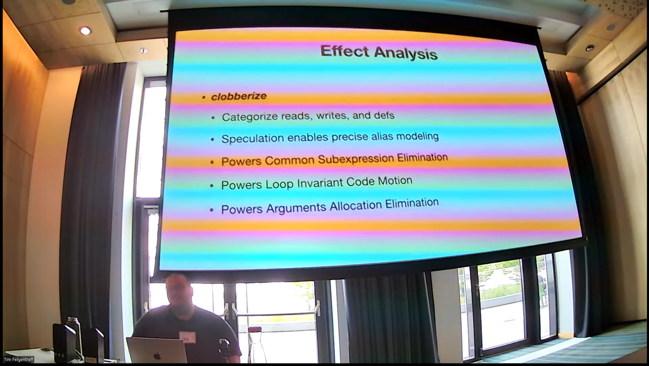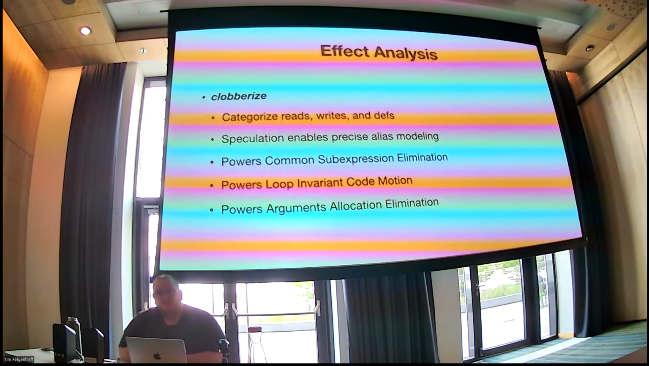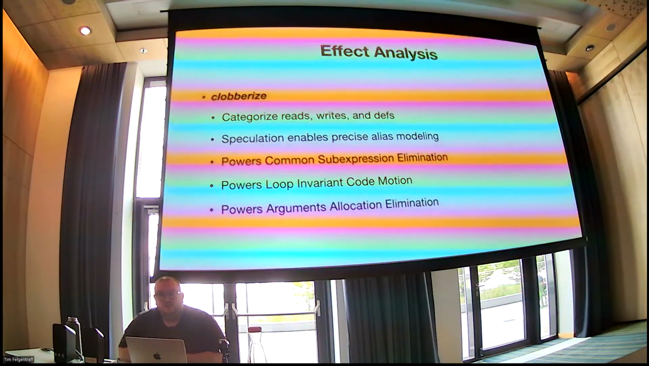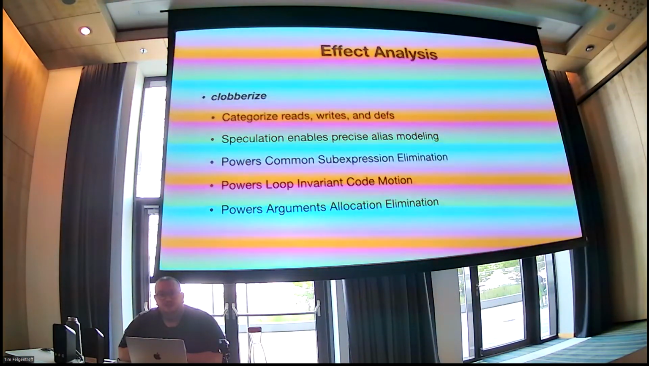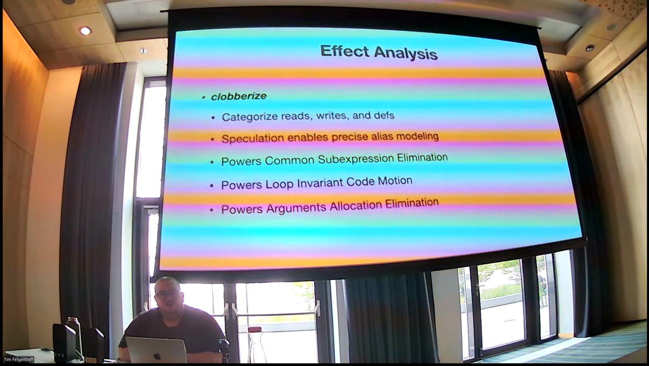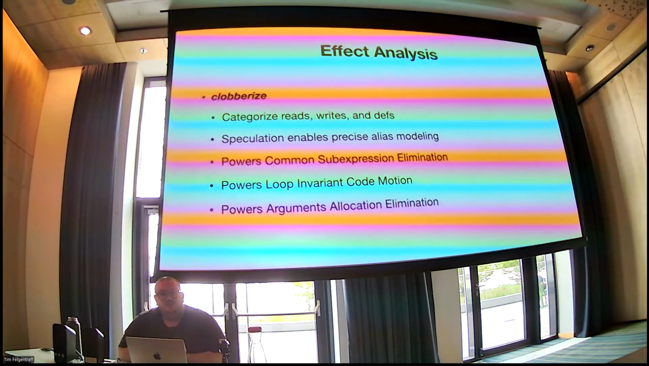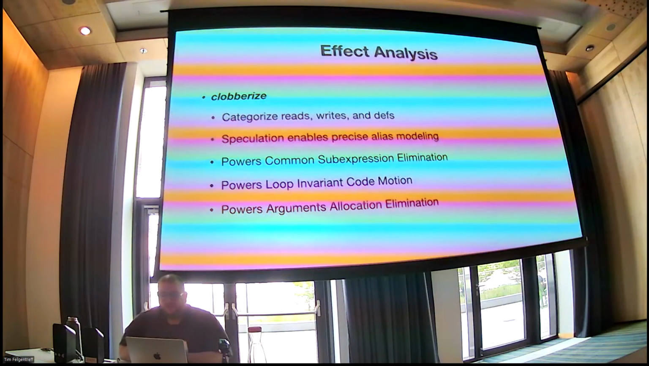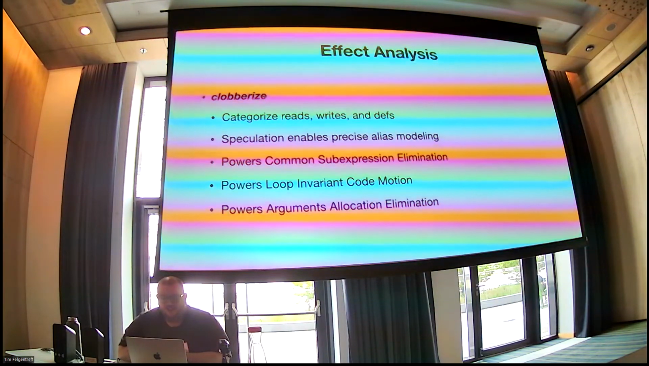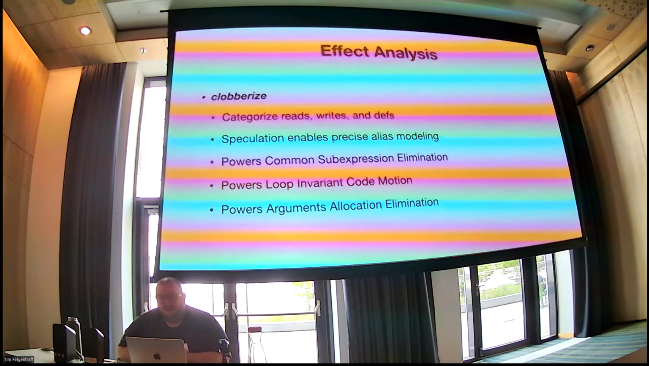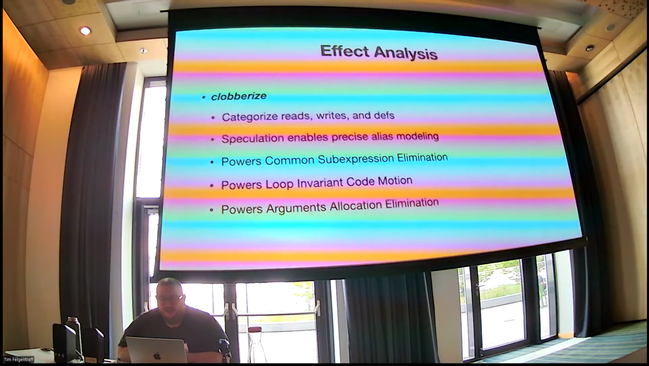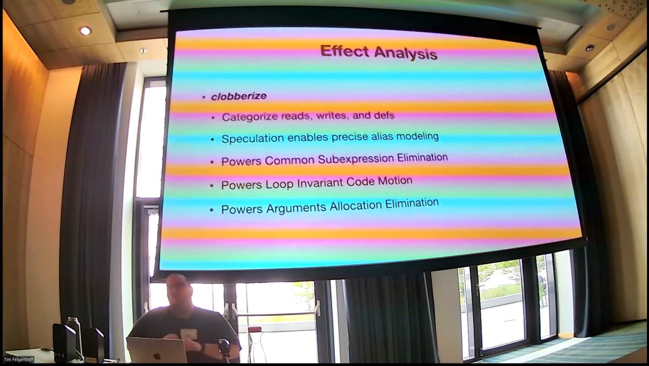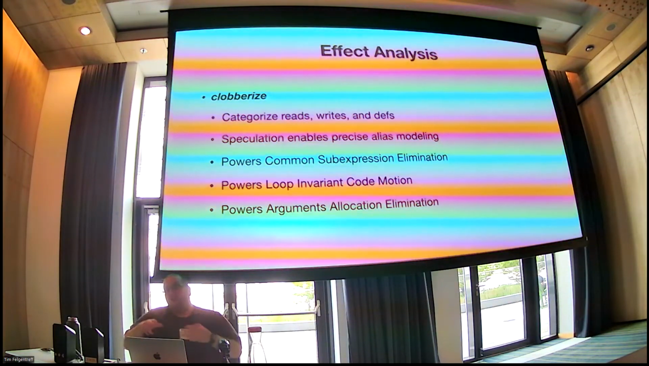All right. That's sort of how we do type check elimination. Kind of want to jump into how we do common sub-expression elimination, but do folks have questions on the previous pass? Okay, so we have this helper in our IR called clobberize. And its main purpose is to essentially categorize the effects of any given node taken with how it's speculating.